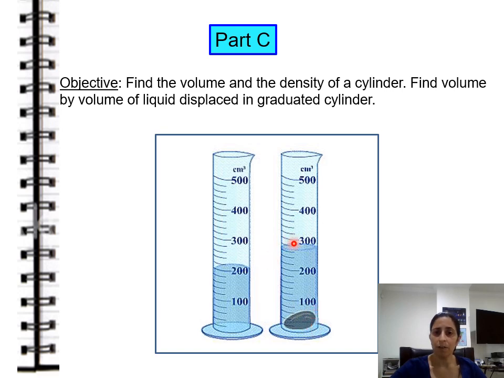So the final volume of the water plus the object, subtracted from the volume of just the water by itself in the graduated cylinder, gives us the volume of our object. So this is another way of finding the volume of the object. In part B, we found the volume by plugging it into the equation. In part C, we're finding the volume by the amount of water that it displaces.